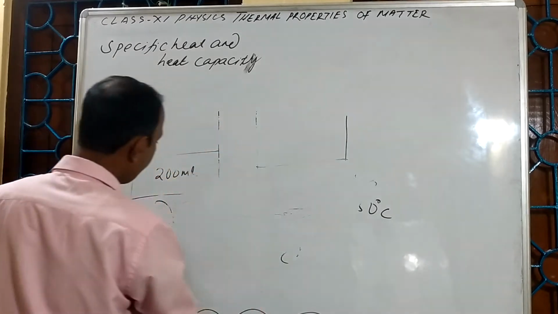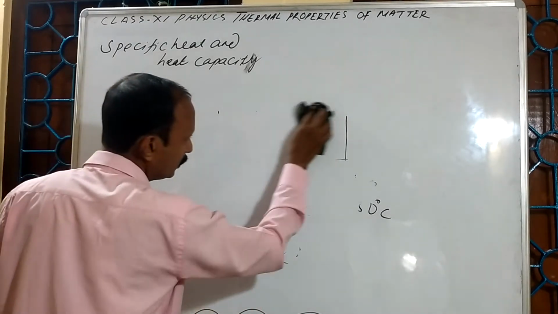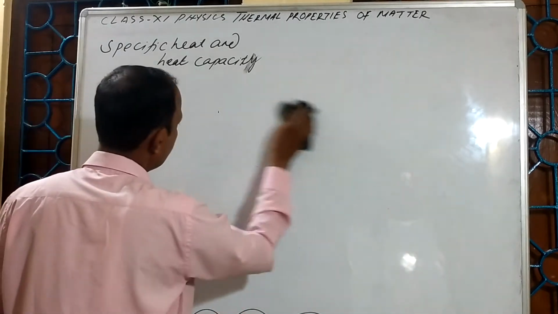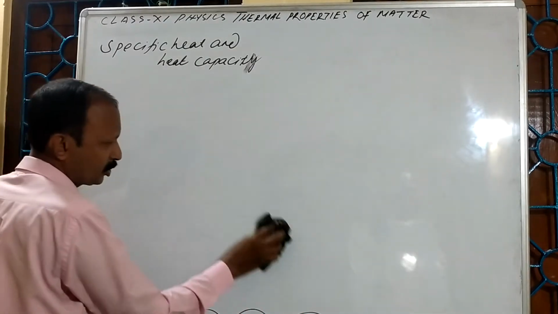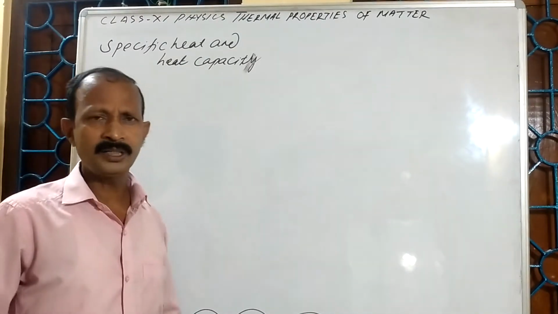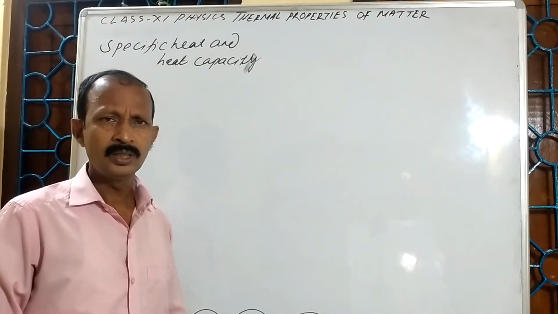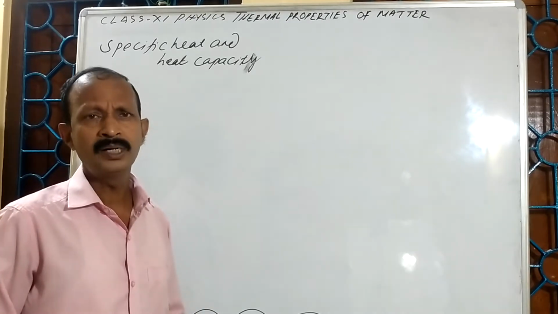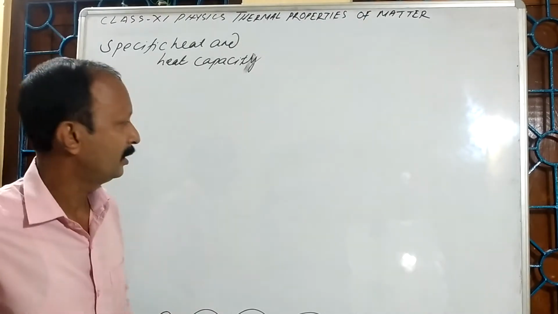That means heat depends upon change in temperature. If the amount of heat supplied is more, change in temperature will be more. At the same time, a substance may release the heat energy. If it releases the heat energy, ultimately its temperature will come down. That means heat and temperature are related.